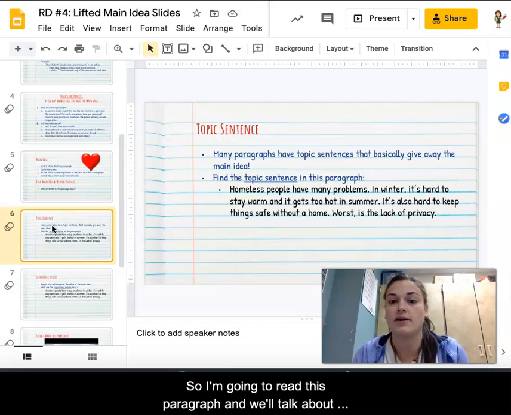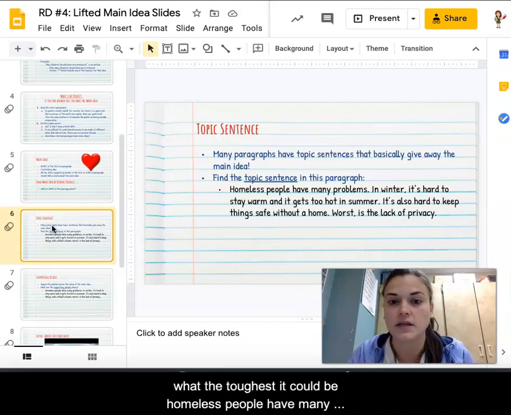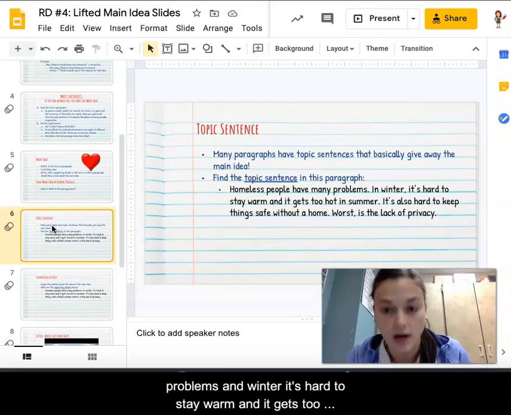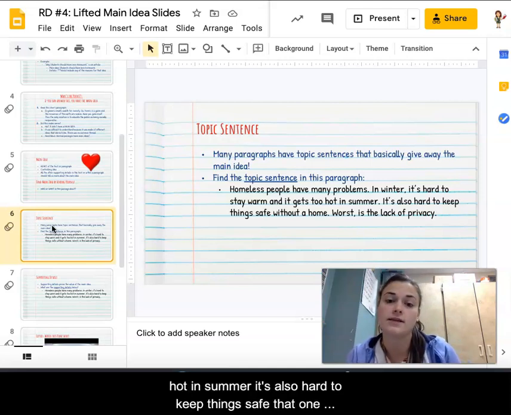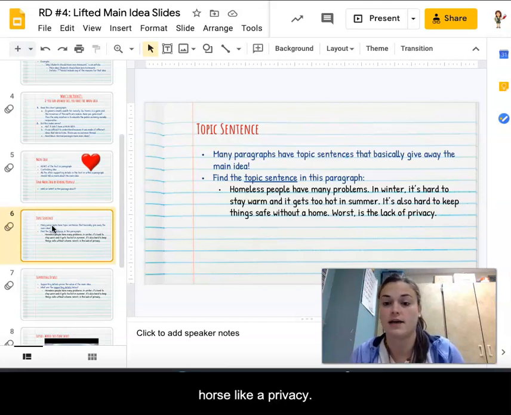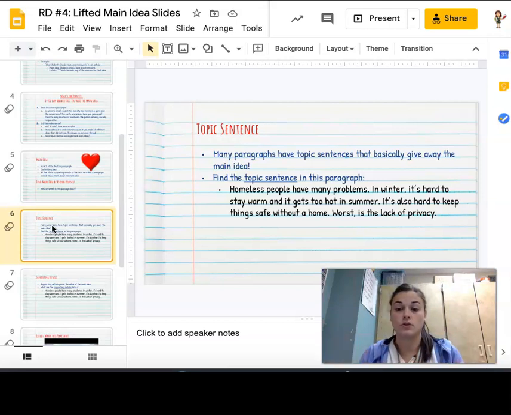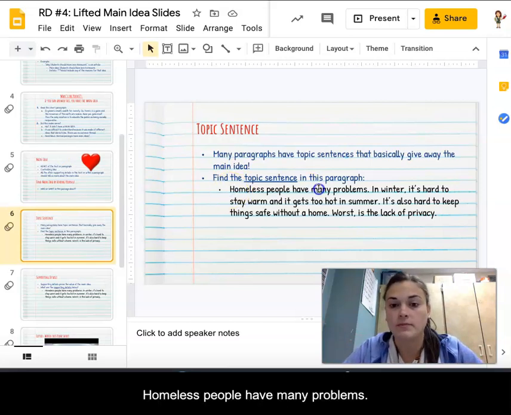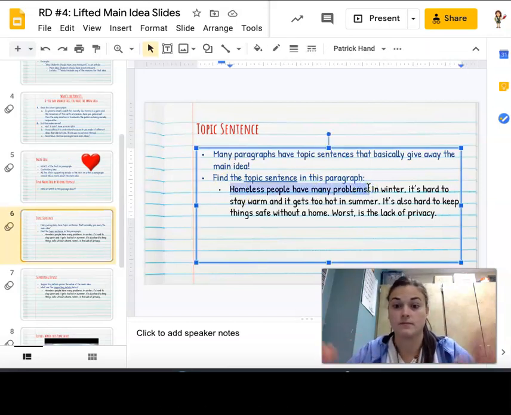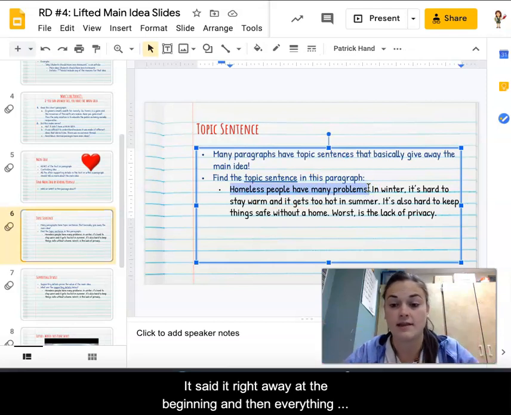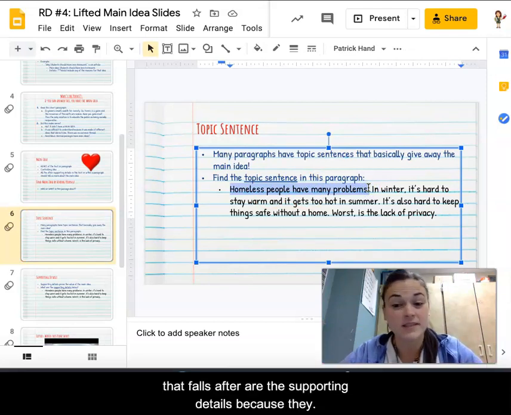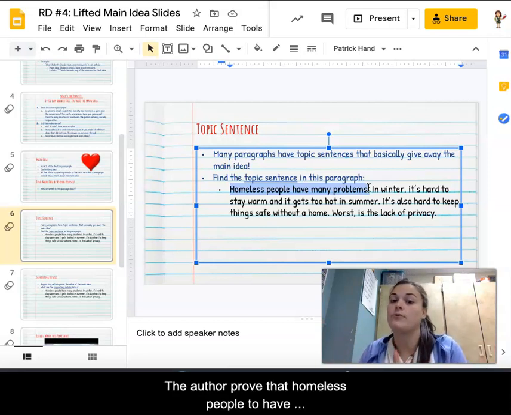I'm going to read this paragraph and we'll talk about what the topic sentence could be. Homeless people have many problems. In winter, it's hard to stay warm and it gets too hot in summer. It's also hard to keep things safe without a home. Worse, it's the lack of privacy. The topic sentence would be, homeless people have many problems. It said it right away at the beginning. Everything that follows are the supporting details because they help the author prove that homeless people do have many problems.